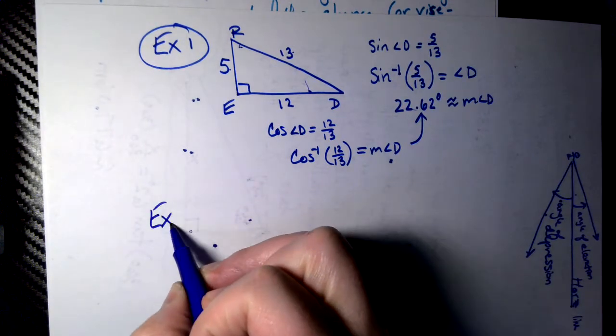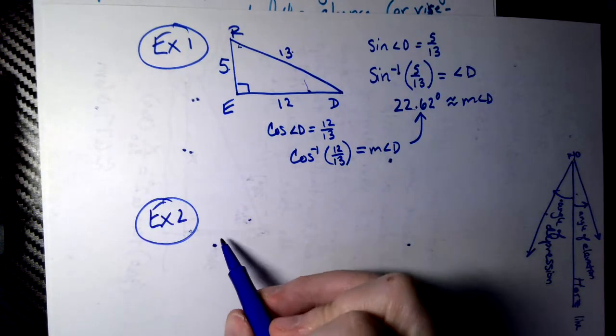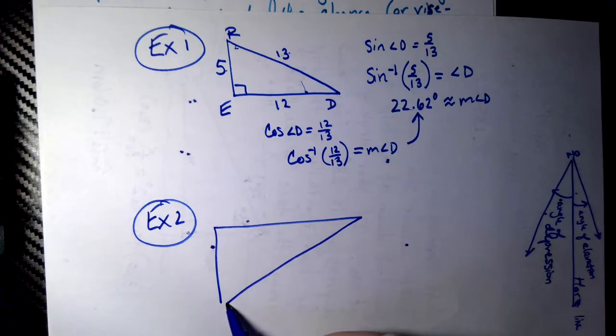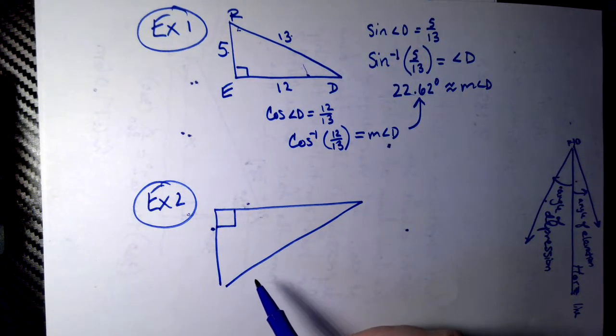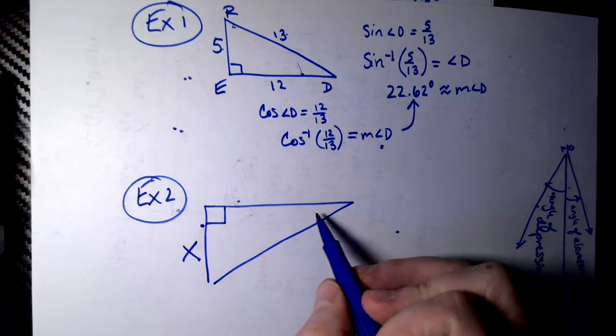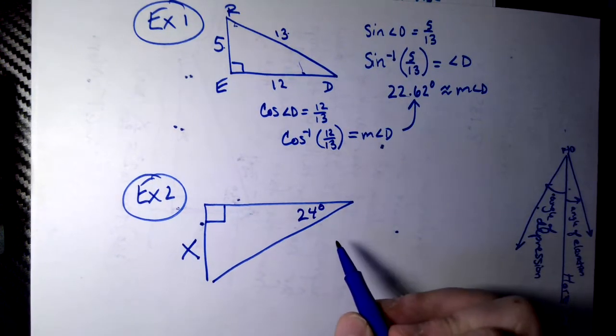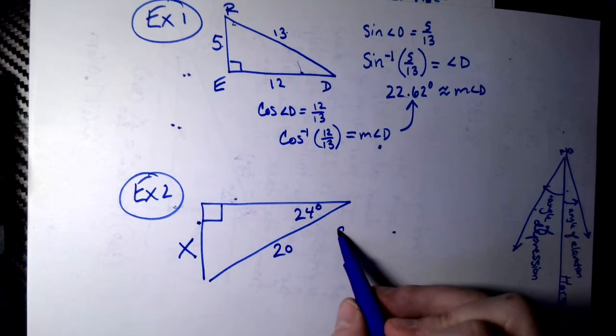Example 2 is an example where you have to figure out, this is more normal, you have to figure out what trig ratio should I use? So like if this is X, that's 24 degrees, and this is 20, and it says solve for X.